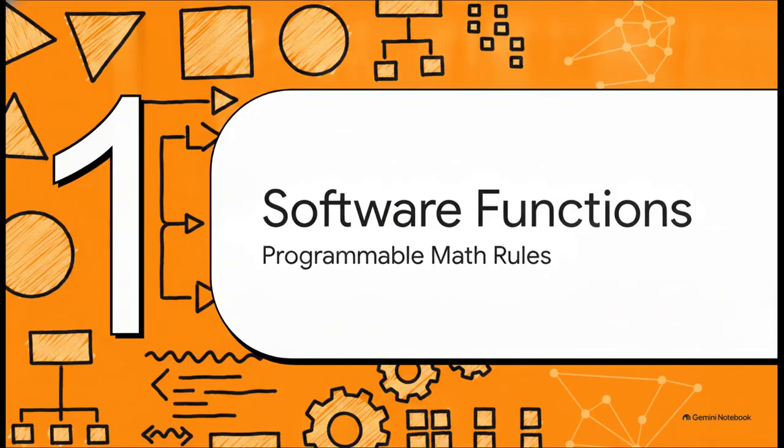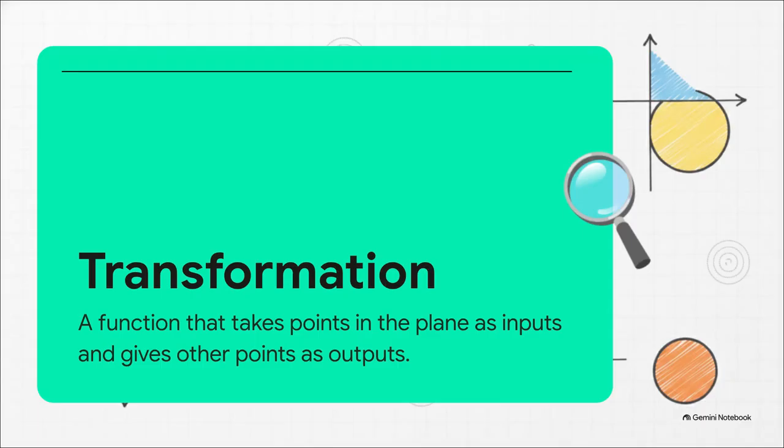Section 1. Explaining software functions. Math as programmable rules. When we jump into software, we kind of have to rethink our basic definitions. We literally have to define a transformation strictly as a function. Think about it like algebra. In algebra, an equation takes an x input and spits out a y output, right? Well, a geometric transformation takes an entire point, or even a whole set of points that make up a shape on the plane, as its input.